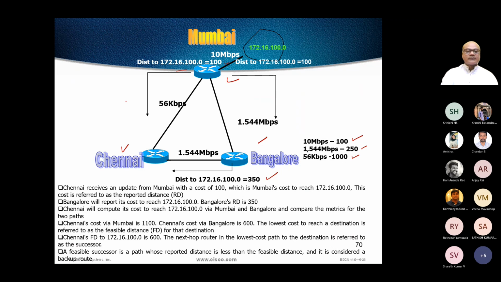I'll change the values, guys. Please try to answer. This is my link speed here, and this is my link speed here. Which route is going to be calculated to reach Bangalore from Mumbai? 1.544 Mbps means 250. Okay, this is the best route, right? Yes, this is the best route. So this will be called your successor route.